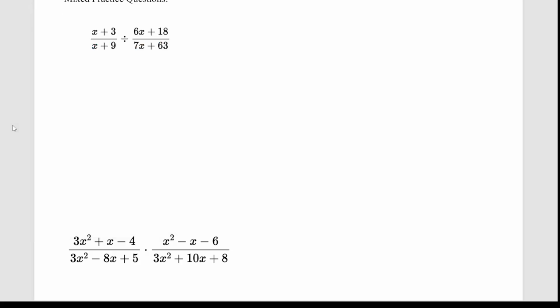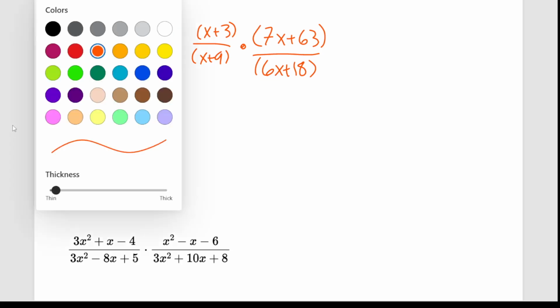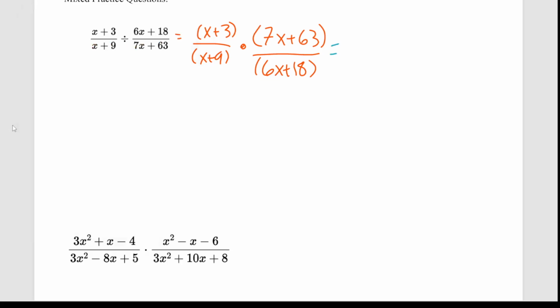So if we're going to try both of these, for this first one, since it is a division problem, you're going to want to go ahead and rewrite it as multiplication. So that would be x plus 3 over x plus 9, so keep the first fraction the same. Then change the division to multiplication, and then we're going to flip, so that would be 7x plus 63 over 6x plus 18. Now we're going to want to simplify this some more, so we're going to go ahead and factor anything that can be factored up top, anything that can be factored on the bottom.